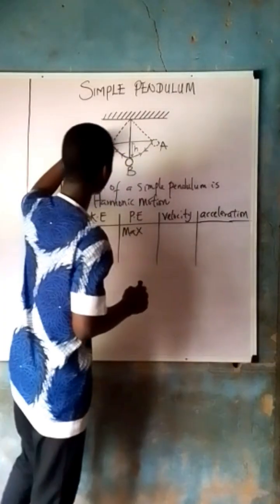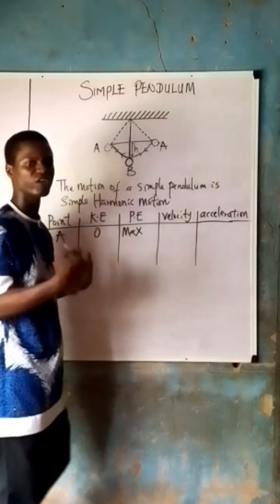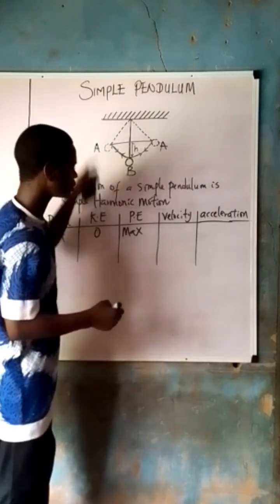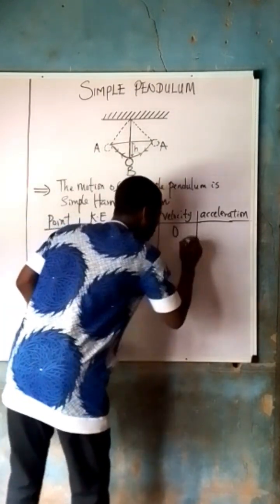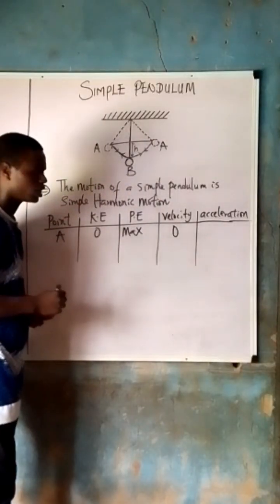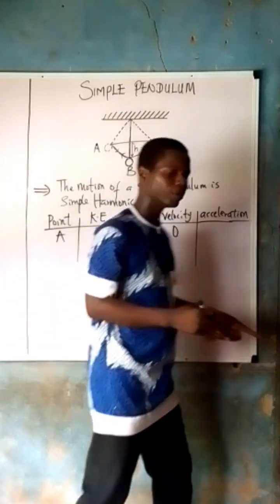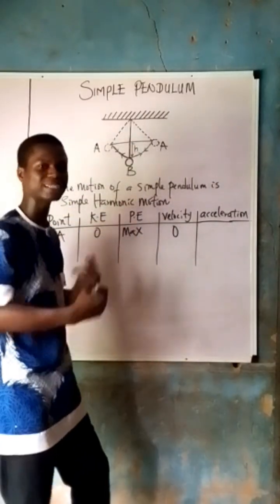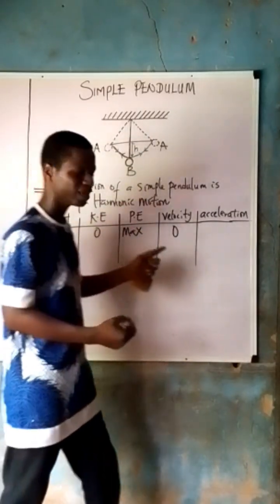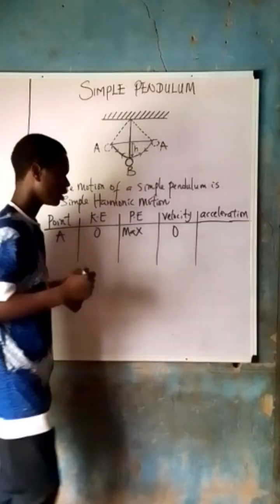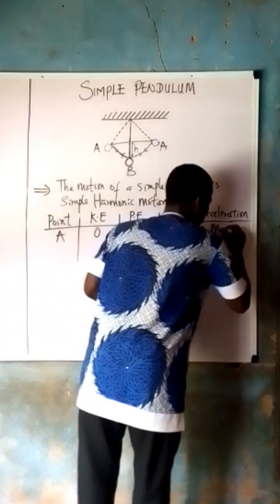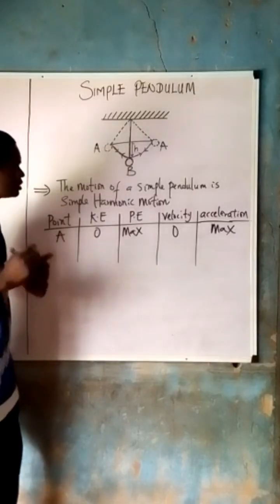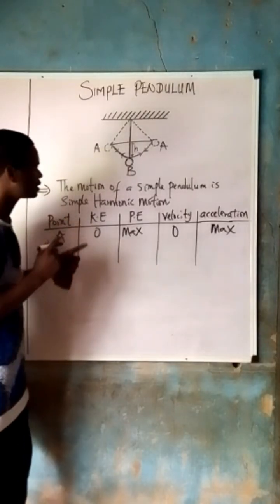Now what also happened at this point? There was no velocity. That's why the ball could not go beyond this. Velocity was zero. Now at this point, because of the potential energy the bulb possesses, it has maximum acceleration. So we write that acceleration is maximum at this point. This must be noted for a simple pendulum.